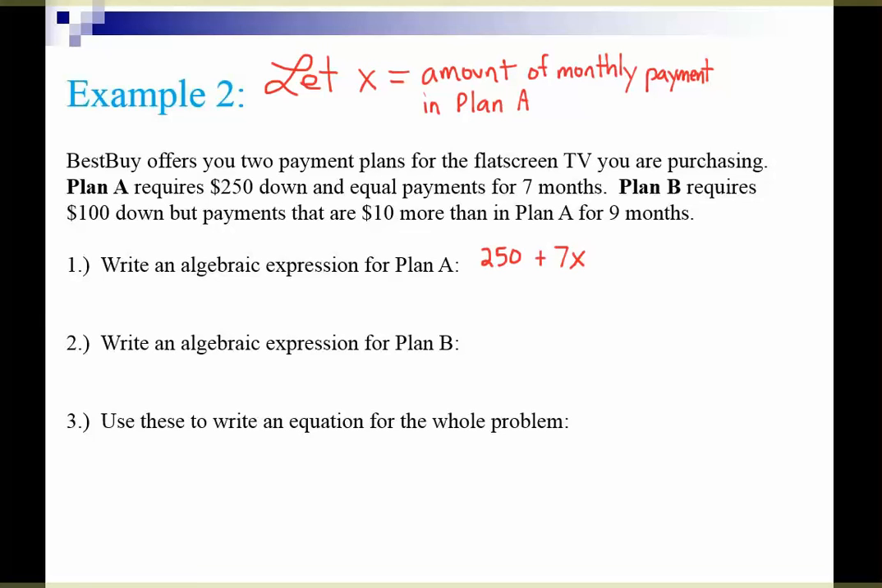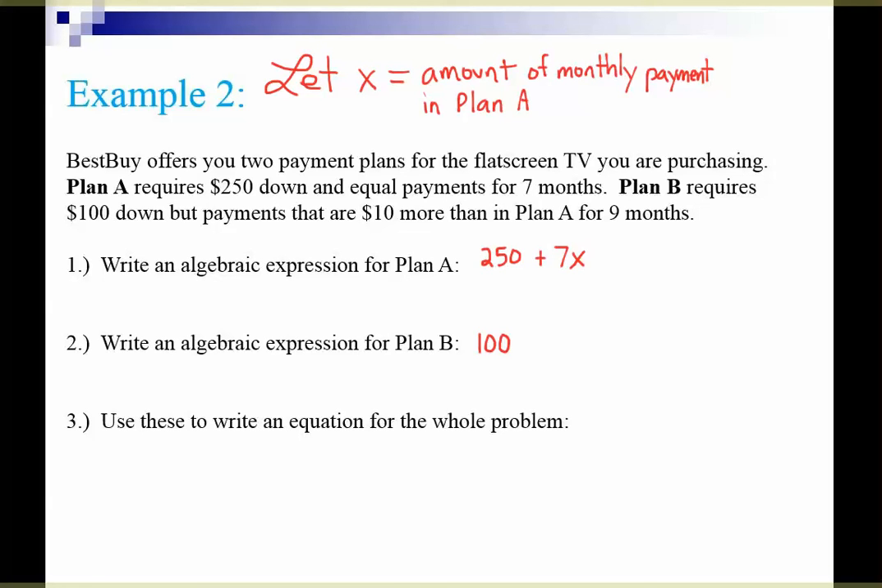Remember, addition is commutative. All right, and number 2, the expression for Plan B. I'll give you a hint here if you want to stop and change. You're going to have to use parentheses to write your expression for Plan B. Plan B is much more complicated, so let's go back and pay attention to the language. It says Plan B requires $100 down. So we'll begin with $100 down. The payments are $10 more than in Plan A, and we're going to do that for 9 months.